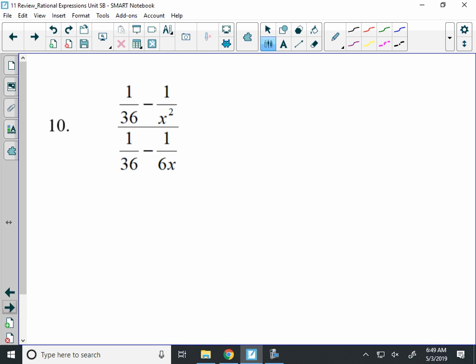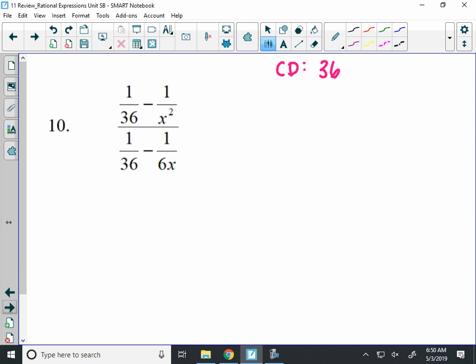Number 10. Oh, a complex fraction. What we've been working on is our last lesson here. Remember that our suggestion to simplify these complex fractions will be to find a least common denominator or a common denominator, as my class likes to hear it. I look between 36, x squared, and 6x, and it seems that the common denominator between all of those fractions is going to be 36, because 36 encompasses the 6.